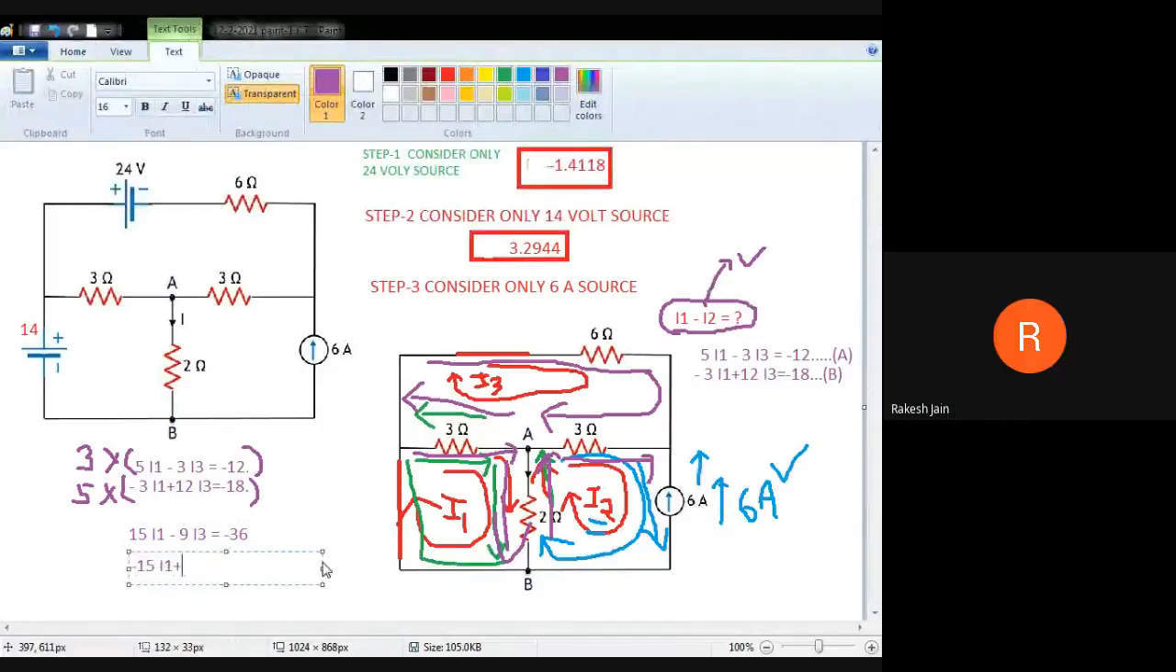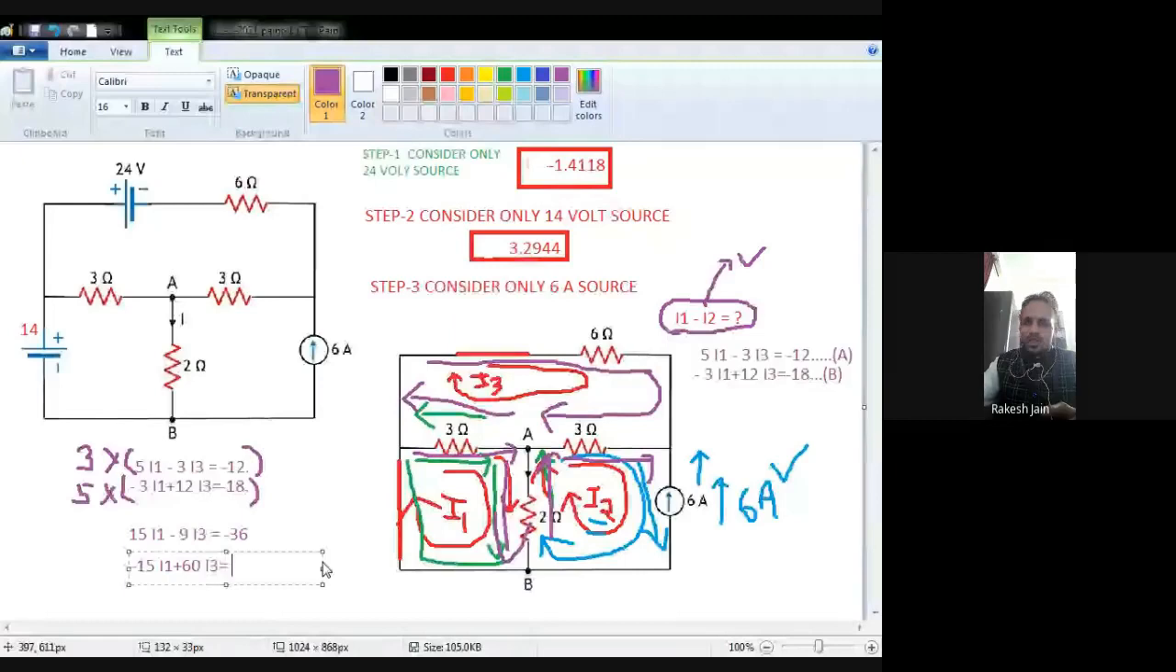Here, only minus 3 I1 is there. So minus 3 I1. Okay. How many I2 are there? Minus 3 I2 is there. Minus 3 I2. Okay. How many I3 are there? 6 I3. Equation number third. This is equation number.